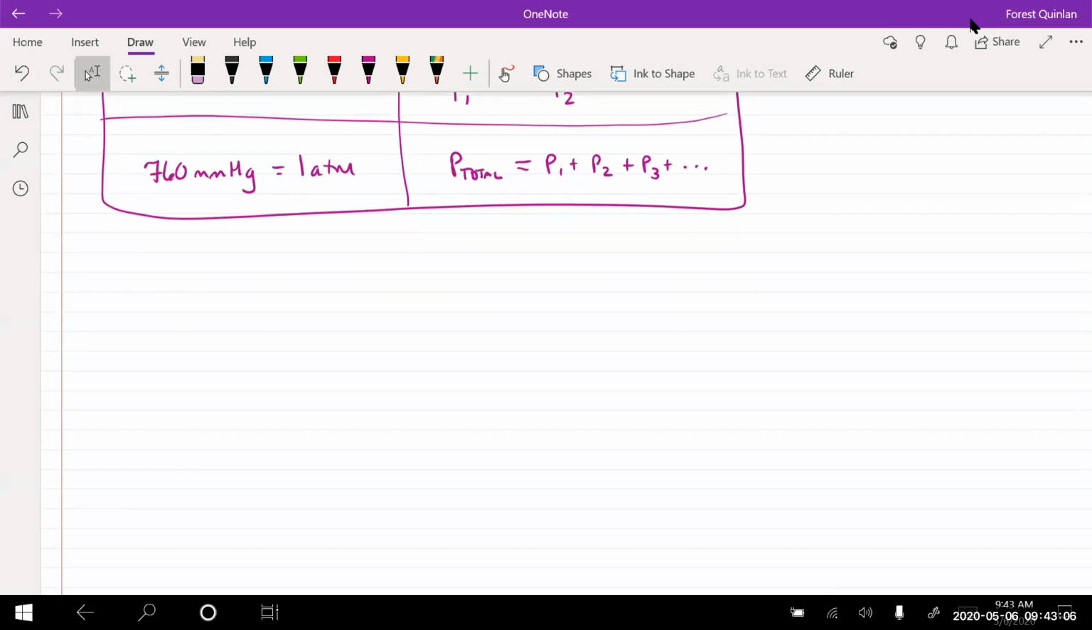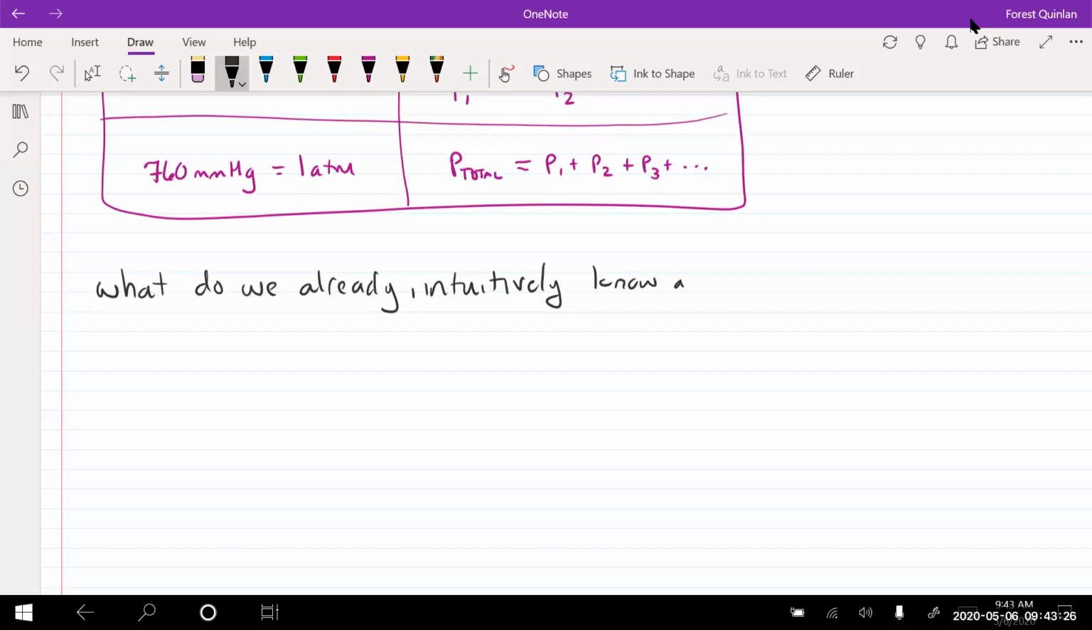Okay, so what do we already know intuitively about gases? They fulfill the octet rule. That would be a true statement, because the gases are, well, no, I don't want to say that, and I'll show you why in a second.